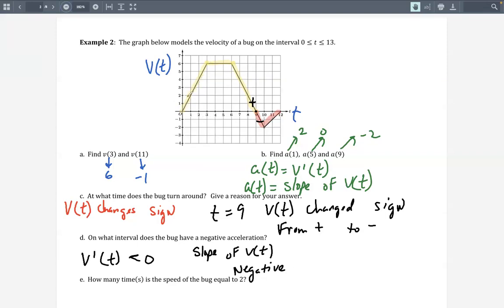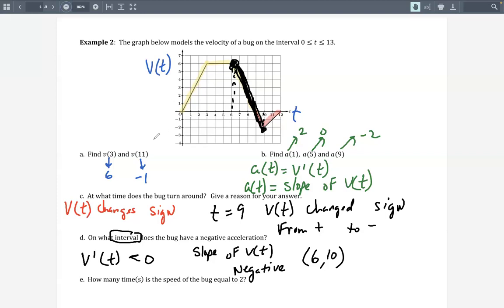Well, here the slope is positive. Here the slope is 0. Here the slope is negative from here all the way down until here. That's all negative downhill slope. And that occurs from time 6 up until time 10. So our answer is, on what interval does the bug have negative acceleration? That's on the interval from 6 until 10, because that's the times in which the slope of v is downhill or negative, from time 6 all the way downhill into time 10.